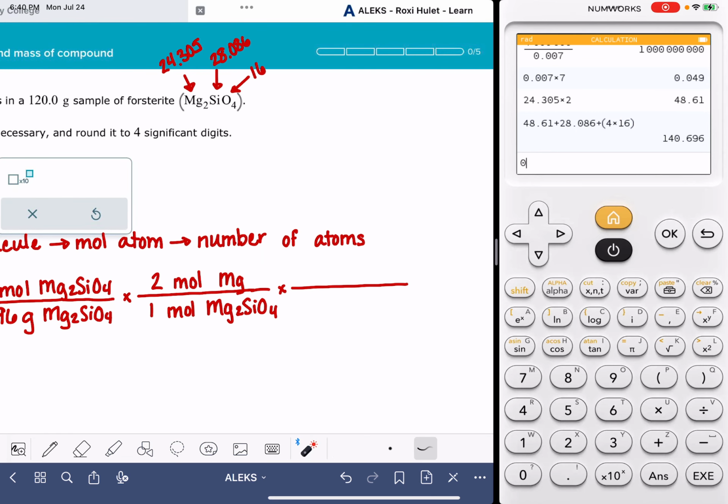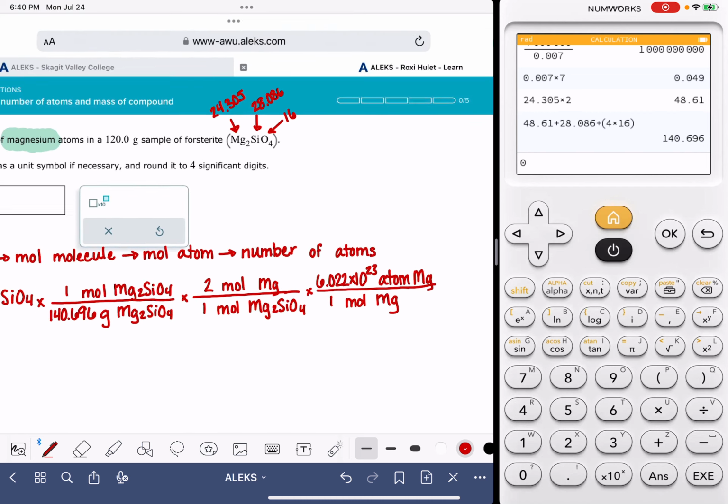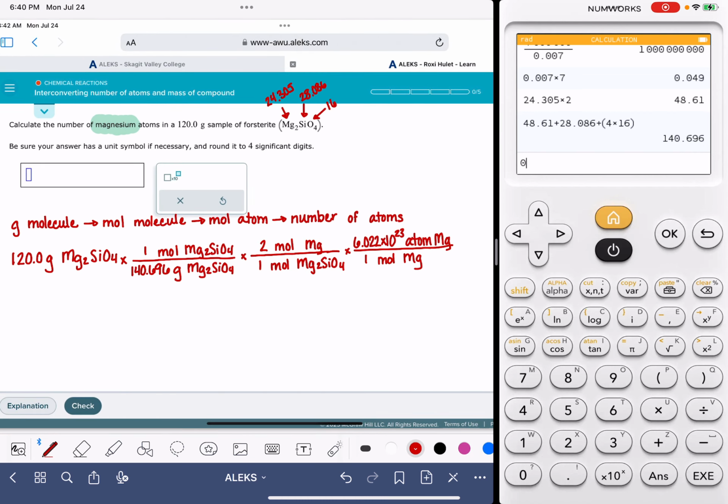And again, we want our moles of magnesium down on the bottom because that's the unit that we want to cancel. And we want our atoms of magnesium up on top. Anytime we're converting between moles and atoms, we're using Avogadro's number. 1 mole is 6.022 times 10 to the 23rd, whatever it is that we're talking about. So let's take a look at how all these units are going to cancel.